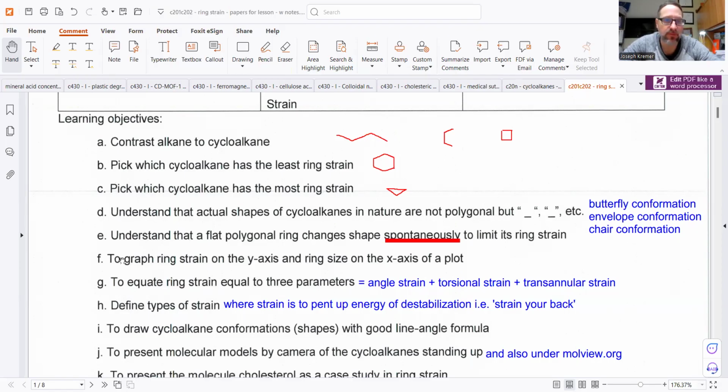Here's a definition for you. Ring strain, also called Baeyer strain after Adolf Baeyer, is equal to three parameters. They are, in any particular order, what's called angle strain. Add that to a ring's torsional strain. Add that to a ring's transannular strain.